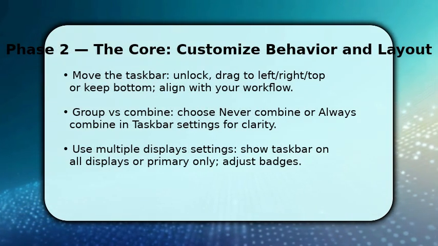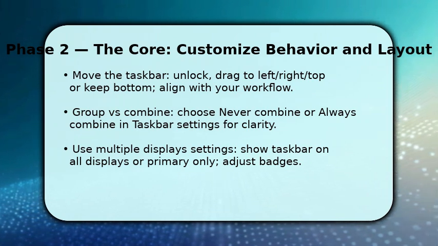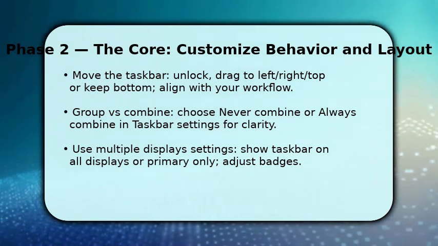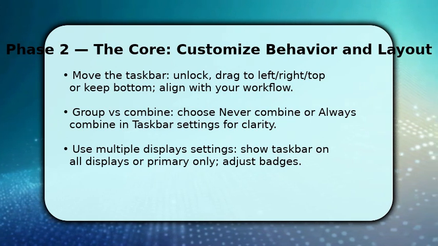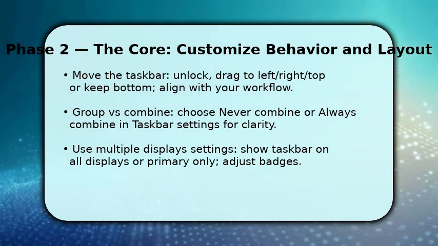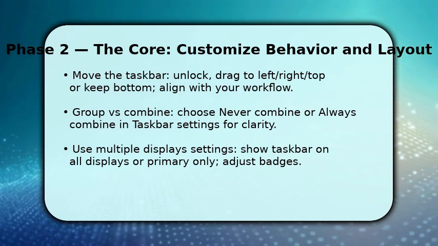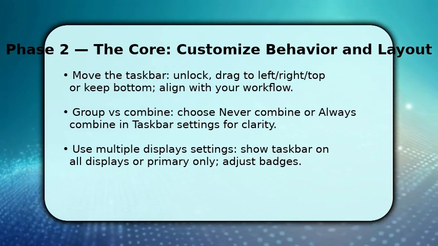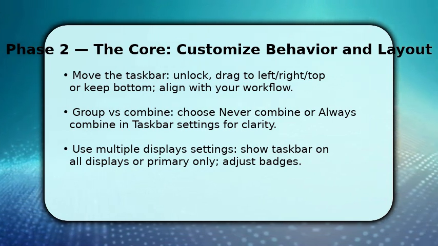Unlock the taskbar and drag it to left, right, top, or keep bottom depending on which orientation speeds your app switching. Make sure icons remain visible after moving. Then set Combine Taskbar buttons to never combine if you want distinct windows, or always combine to save space. Choose what helps you find apps faster.